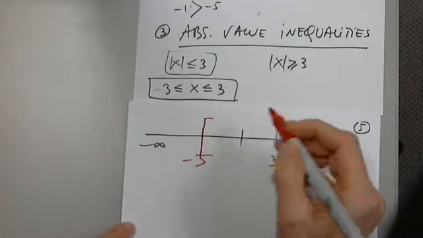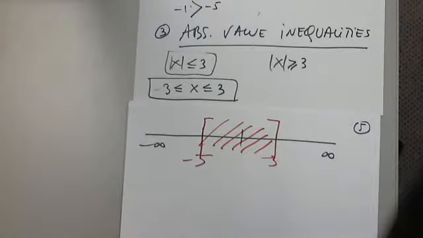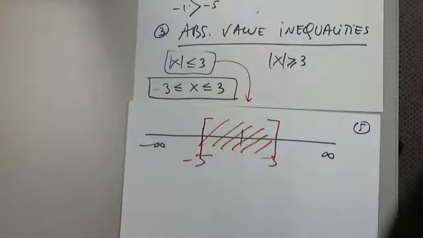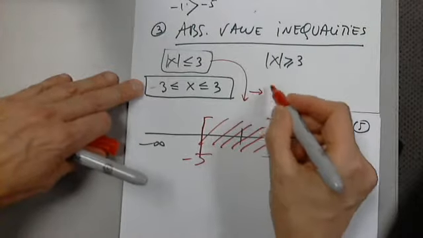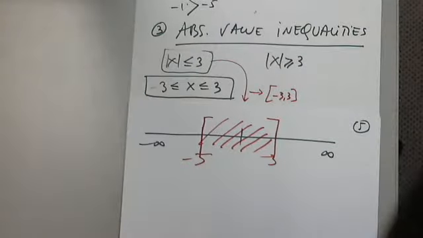This is the solution to this inequality. And in interval notation, this is -3 to 3. Now, the other one says something totally different, and it cannot include this solution. So let's analyze that one.